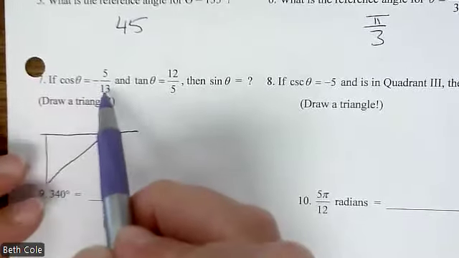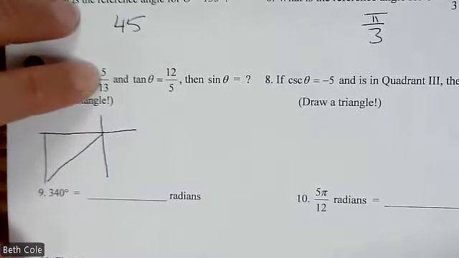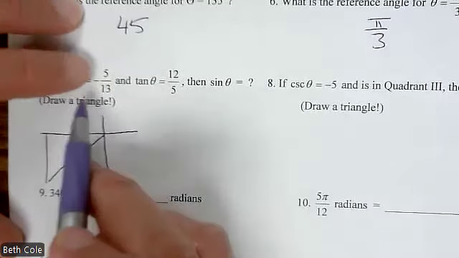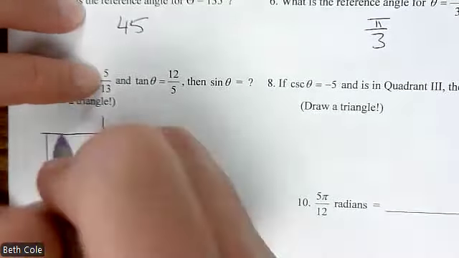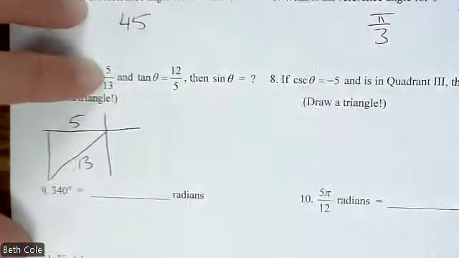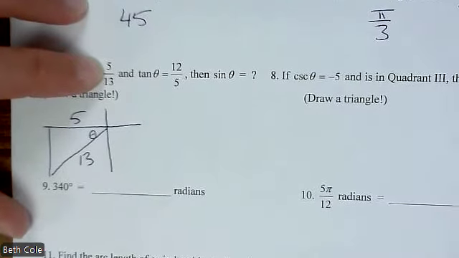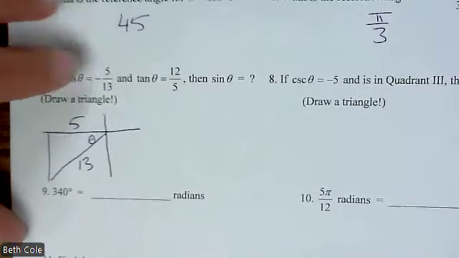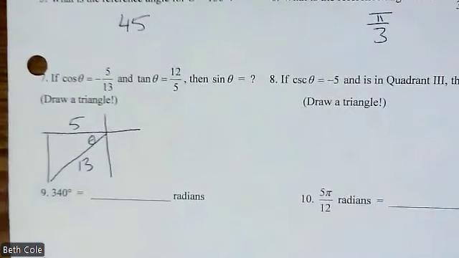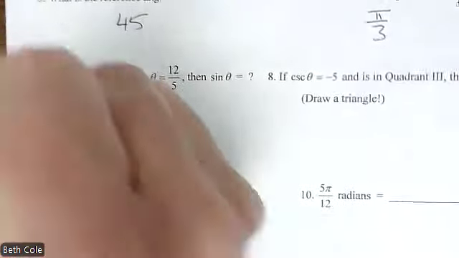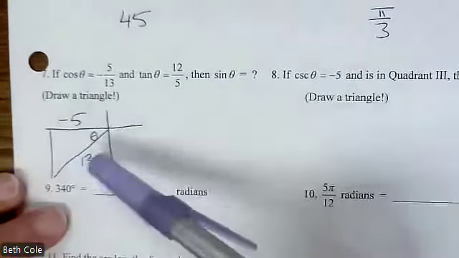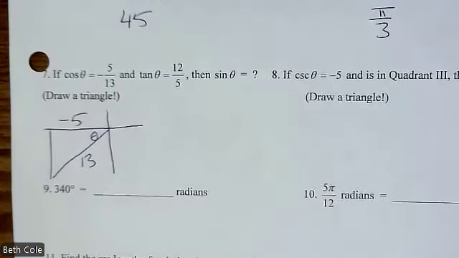So cosine is negative 5/13. Don't worry about the negative right now. We're going to place the 5 and the 13 first, and then we'll figure out which one is negative. Cosine is adjacent over hypotenuse, so it's going to go like that. This is your angle. Out of those two, which one gets the negative? Good. By definition, the hypotenuse cannot be negative. R is not ever negative.